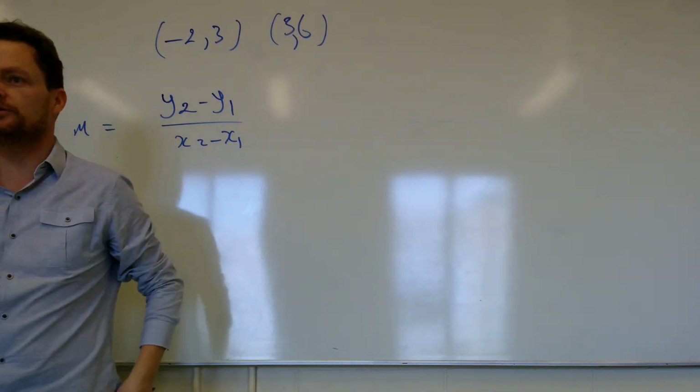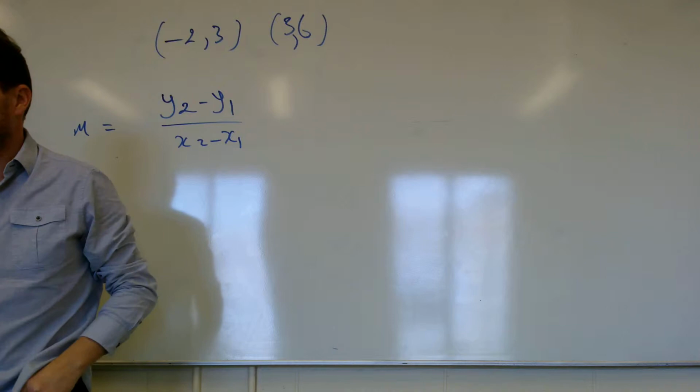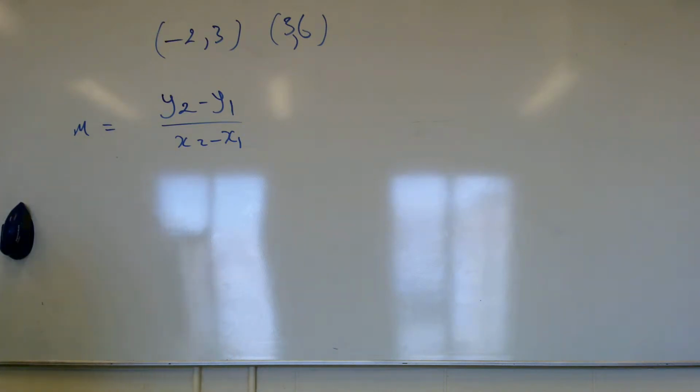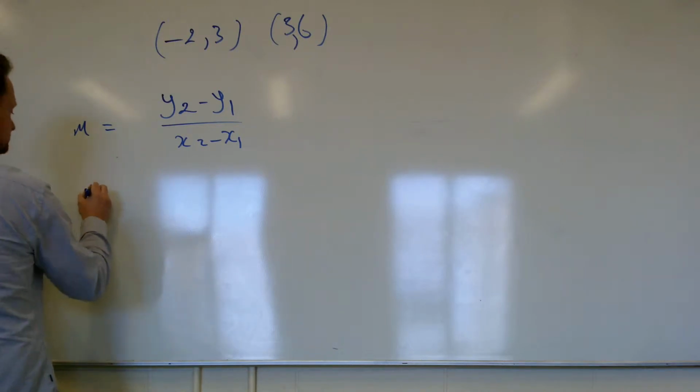Find the slope using the formula. Anybody got the answer? What do you think of it? 3 over 5. 3 over 5 is correct.